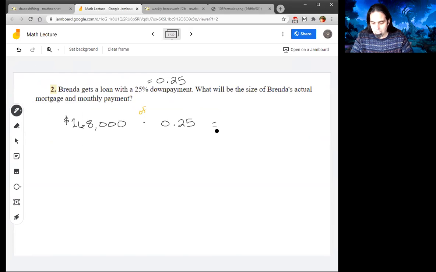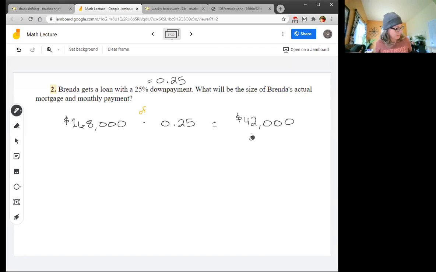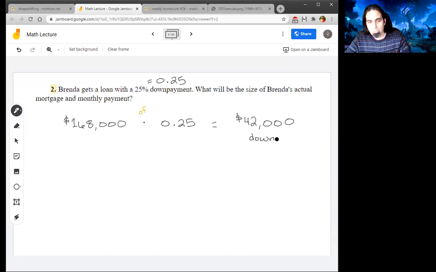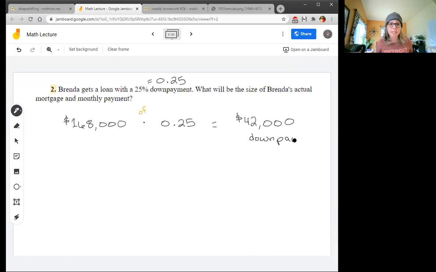And whatever that is. 42,000. So what is the 42,000 in real life? How should I label this? The 42,000 is the down payment. The down payment. So poor Brenda has to come up with 42,000 cash. 42 G's, that's tough. Well, for some.